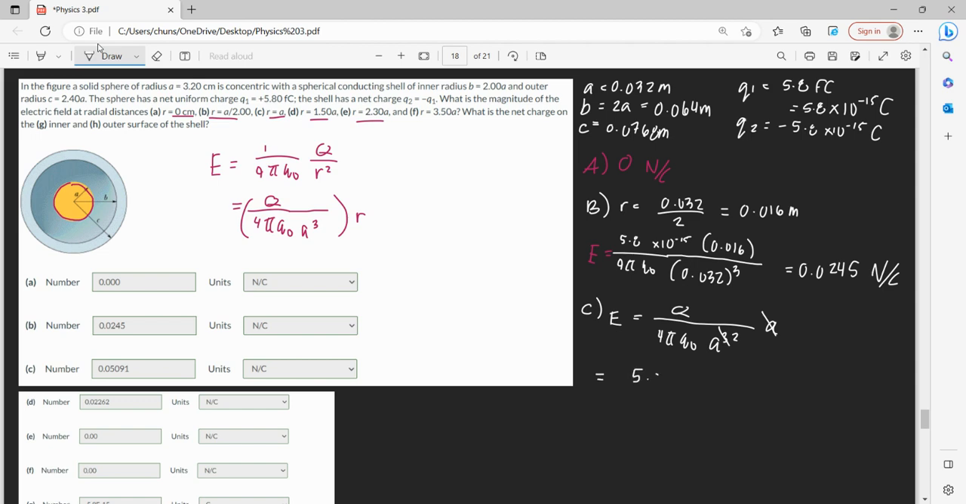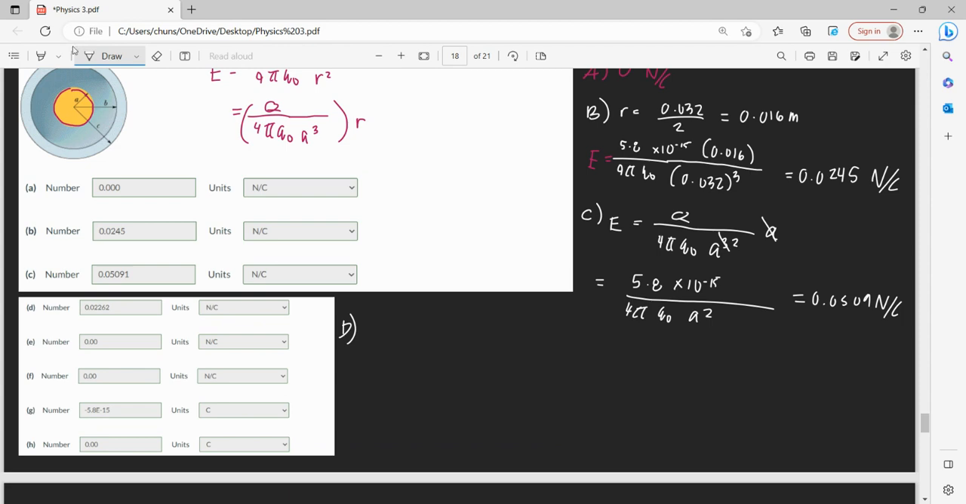So we are going to have our enclosed charge of Q1, 5.8 times 10 to the negative 15 over 4 pi epsilon 0 a squared, which is equal to 5.8 times 10 to the negative 15 divided by 4 times pi times 0.854 to the negative 12 times our a squared. A is 0.032 squared. And that gives 0.0509 newtons per coulomb.